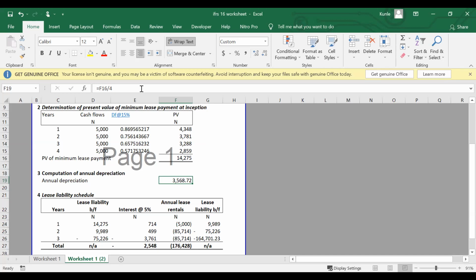So one thing you have to do first of all is initial recognition. So when you are initially recognizing the assets, at what rate do we recognize it? 14,275. Don't forget we are still under IAS 17. So I will just say debit the leased assets and credit the what? I've not paid entirely for the assets. Leased liabilities.